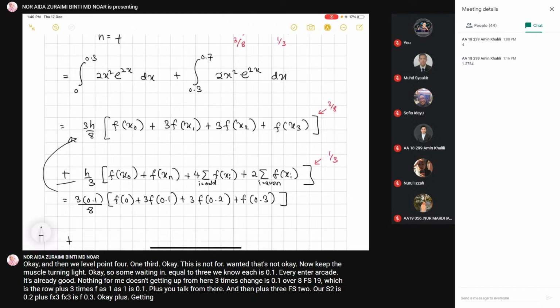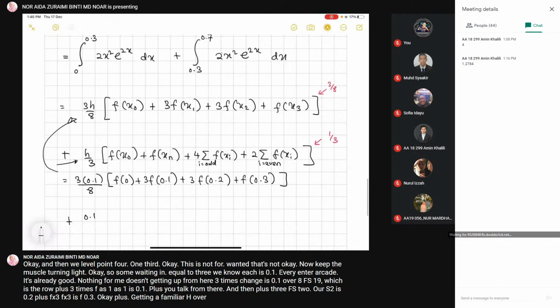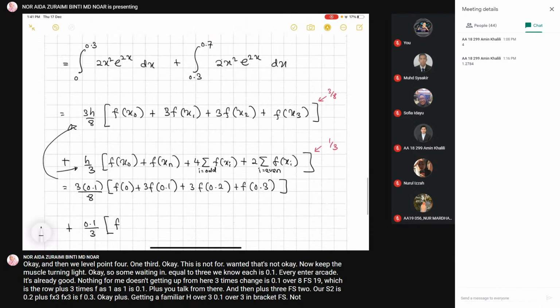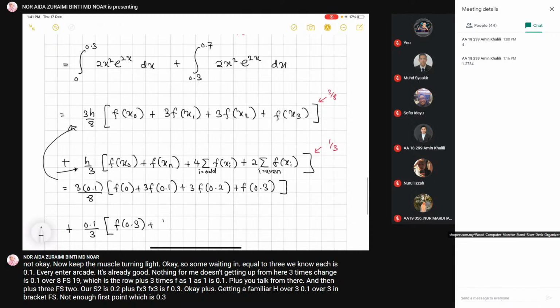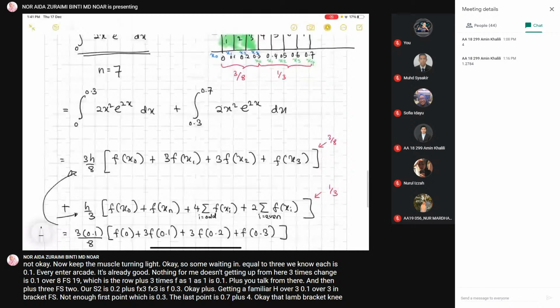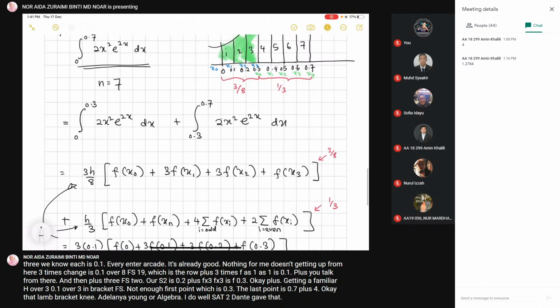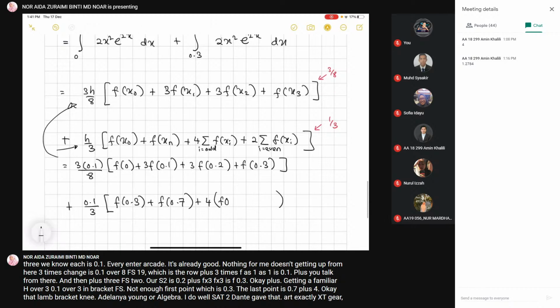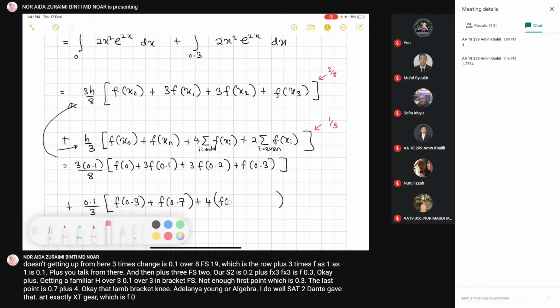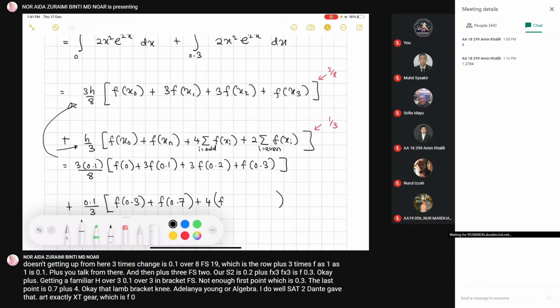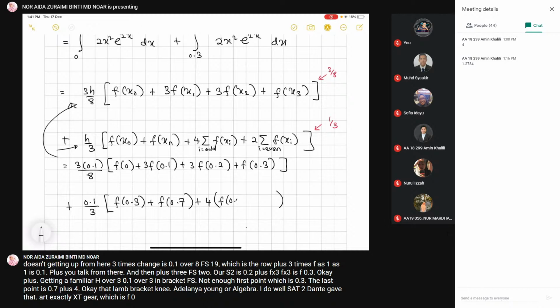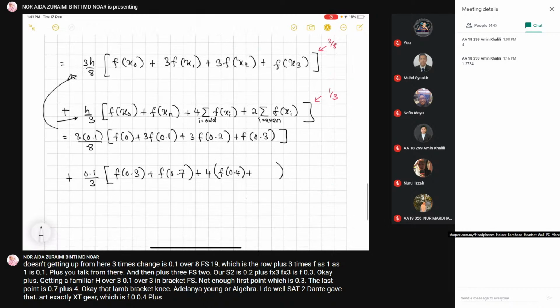Kita tengok formula yang bawah ni pula, h over 3, 0.1 over 3 in bracket. f(x0) adalah first point which is 0.3. The last point is 0.7, plus 4. Okay, dalam bracket ni adalah nilai-nilai yang odd. Odd ada berapa? Ada 2, 1 dan 3. Betul tak? Odd x1 dengan x3 which is f(0.4) plus f(0.6).